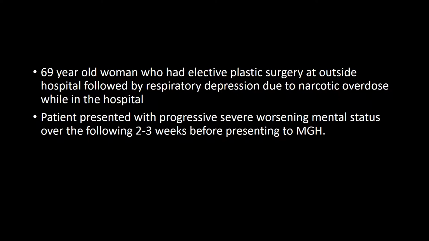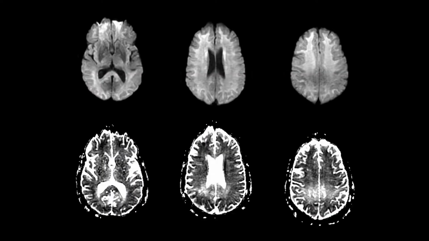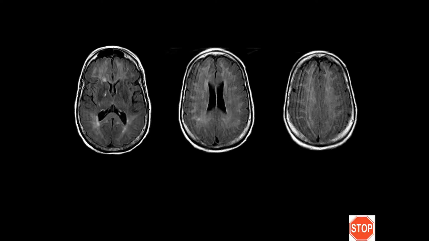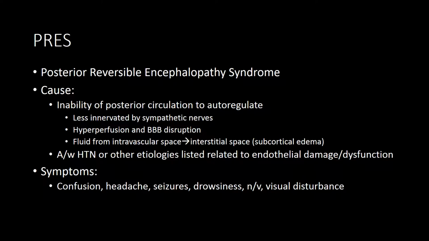Patient presented with severe worsening mental status over the following 2-3 weeks. This is a case from my fellowship, so then the patient presented to MGH hospital. And so what you see is right here, you see diffuse T2 hyperintensity involving the white matter, including the subcortical U fibers. It's showing diffusion restriction. This is a very old case. With diffuse symmetric diffusion restriction involving the corpus callosum, the white matter, including the subcortical U fibers. Post-anoxic leukoencephalopathy.